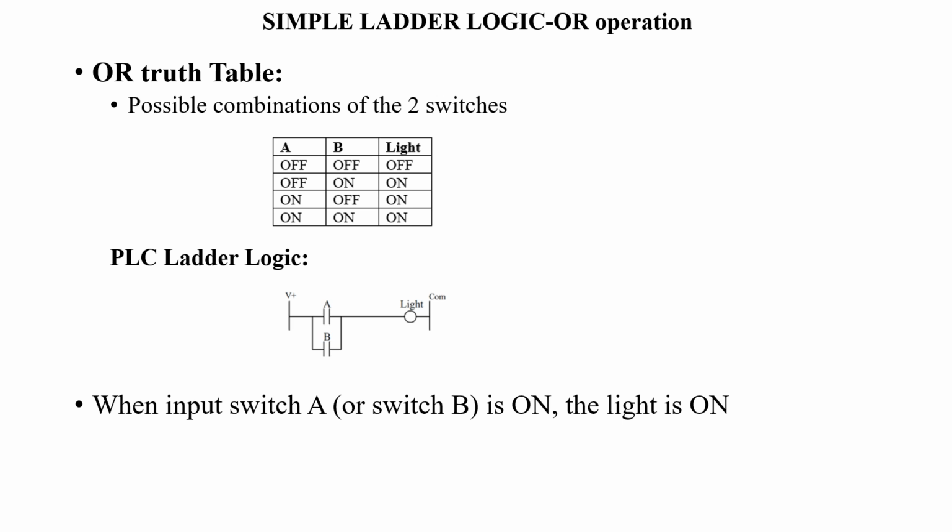Let us see how we are going to do the PLC ladder logic program. We have a rung. The left side of the rung is the positive voltage and the right side of the rung is the common. Here we have two switches, represented as normally open contacts, and one light. For the OR condition, you represent the switches like this: first A, then the light, and B is in parallel to A. When input A or switch B is on, the light is on. This is the condition behind the OR logic, and this is the program behind the OR operation.